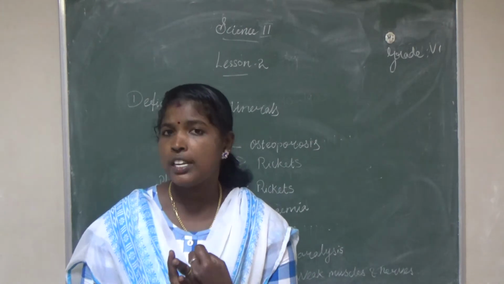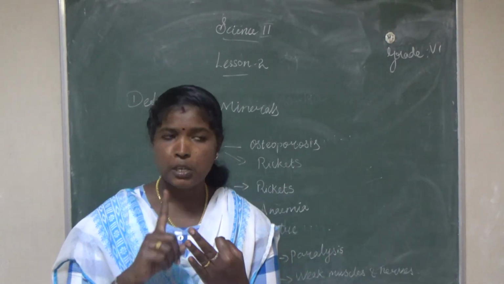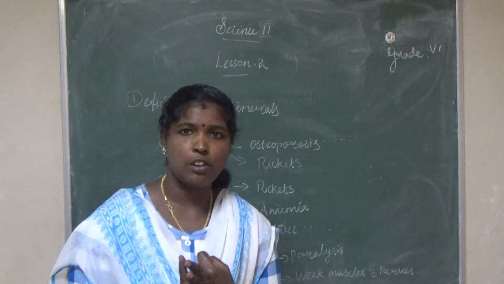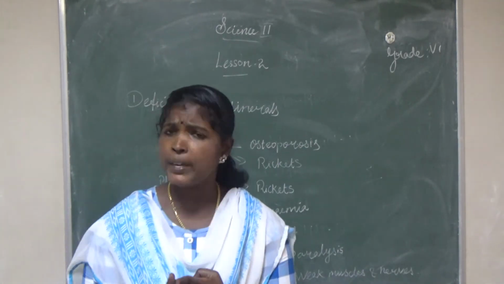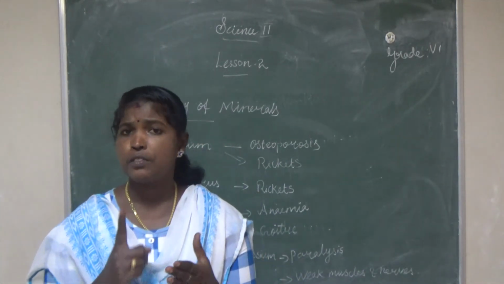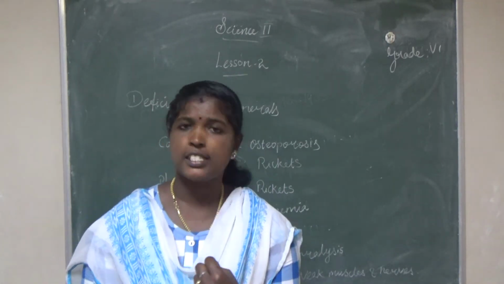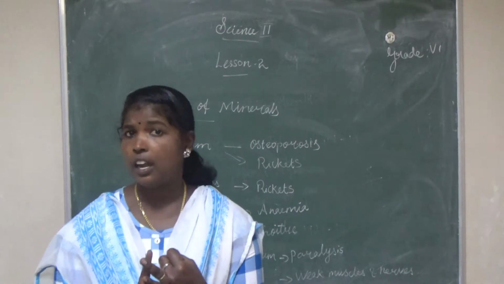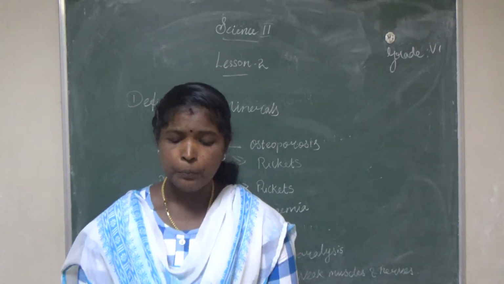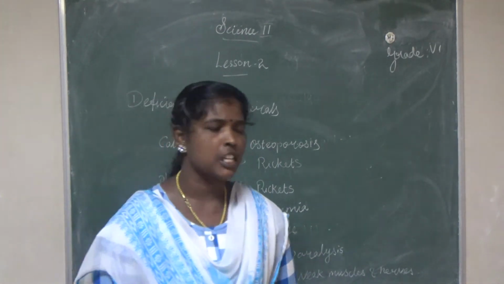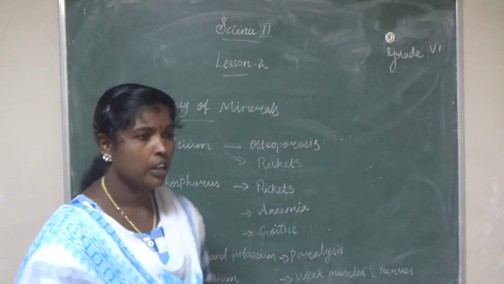Once again, deficiency of vitamin A leads to night blindness. Vitamin B1 leads to beriberi. Deficiency of vitamin B2, skin disorders. Deficiency of vitamin B12, anemia. Deficiency of vitamin C, scurvy. Deficiency of vitamin D, rickets. Then finally deficiency of vitamin K, hemorrhage. Are you clear? Then today we are going to discuss the deficiency of minerals.